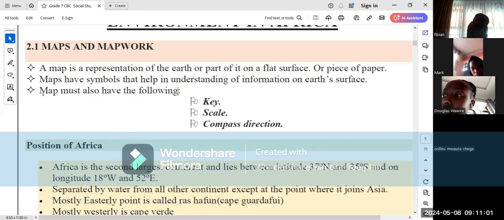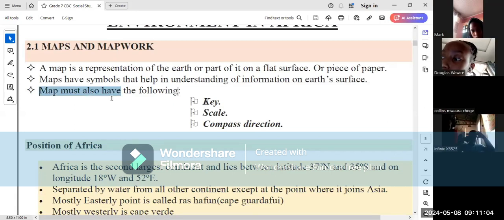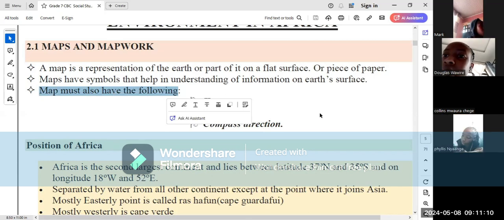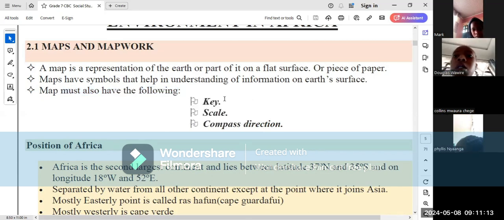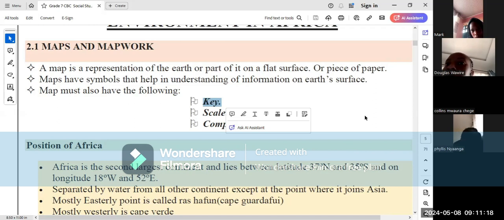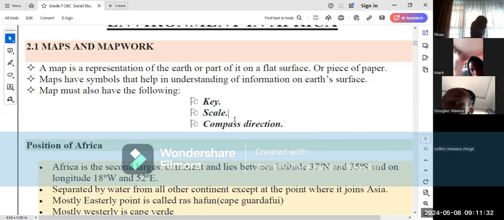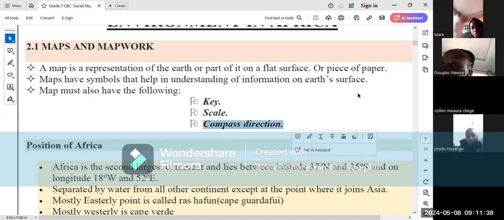We are saying here, you see where I've highlighted, a map must have the following features. The first feature is the key. Key is a feature that tells us more what is contained in the map. Number 2, a map must have a scale. It estimates the distance in the map and around the map. Then number 3, a map must have a compass direction.